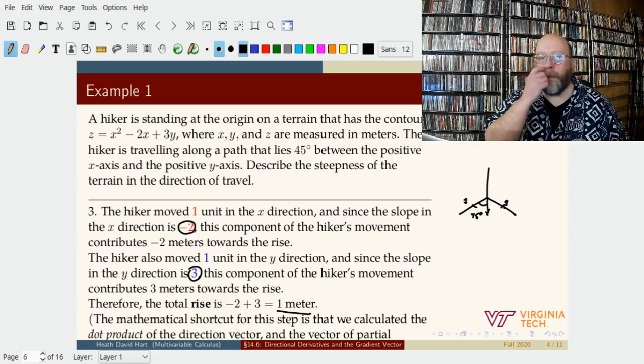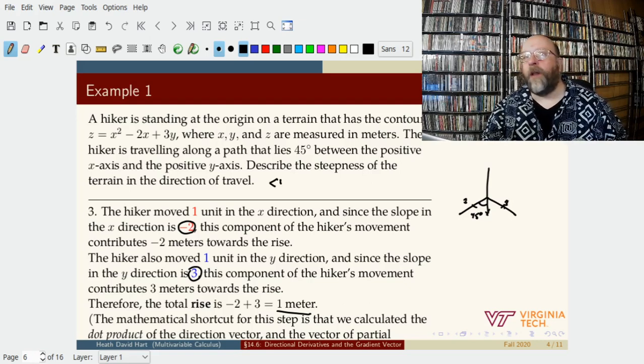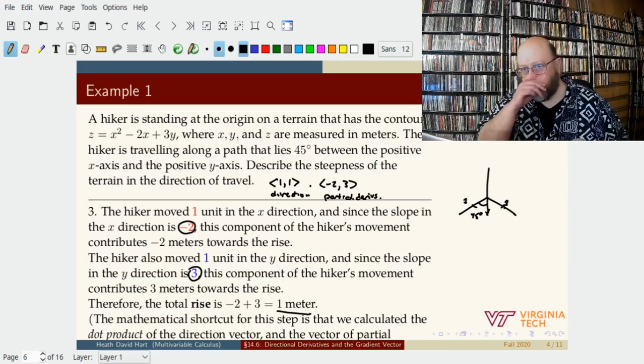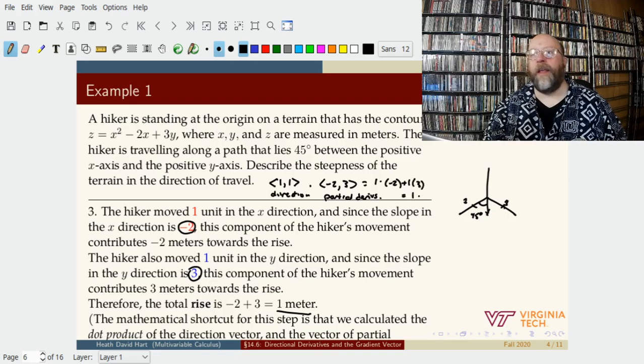Okay? What we have done here is technically we've taken a dot product. We took the dot product of the vector 1, 1, which was the direction, and the vector negative 2, 3, which are the partial derivatives. Okay? 1 times negative 2: we went 1 step in a direction that took us down 2 units, and then 1 step in a direction that took us up 3 units. So 1 times negative 2 plus 1 times 3. And that gives me the rise.